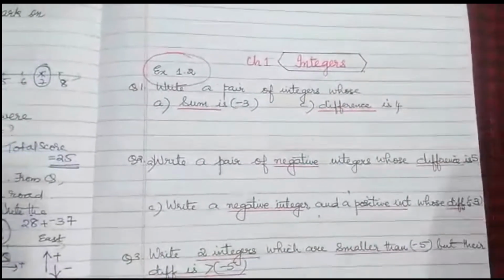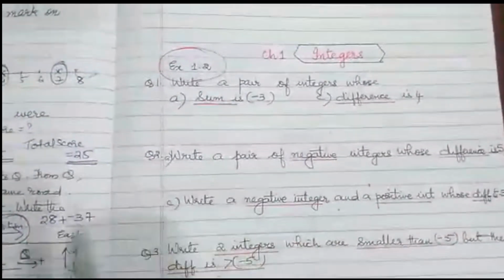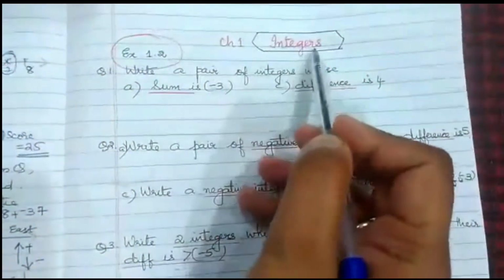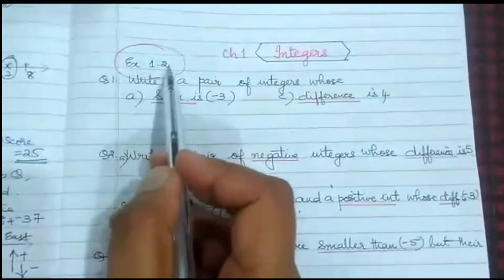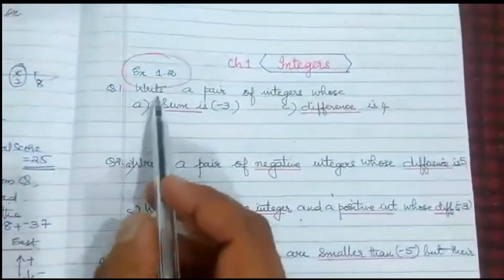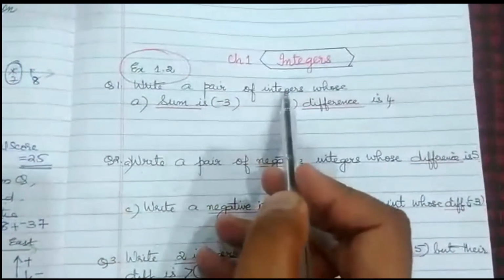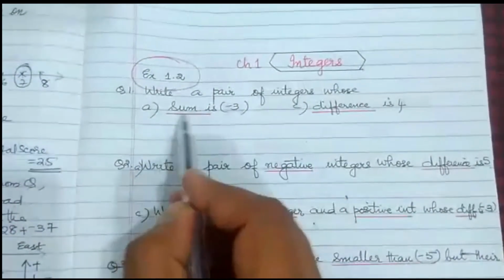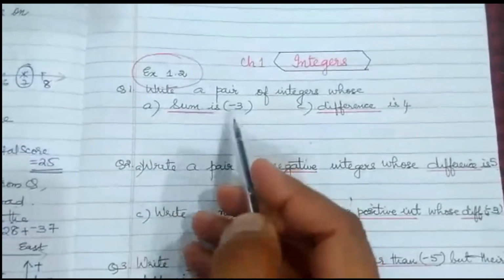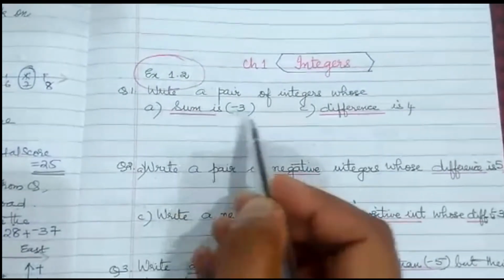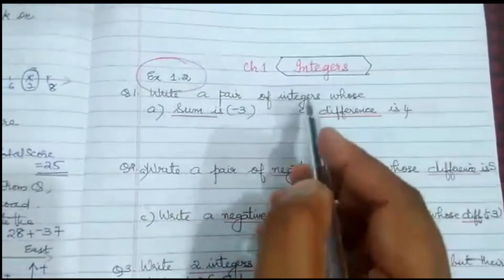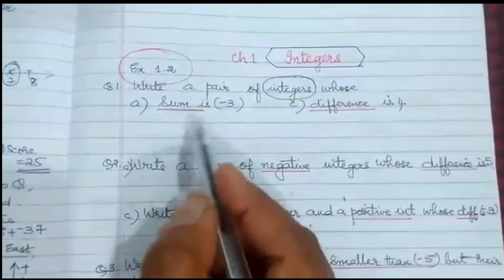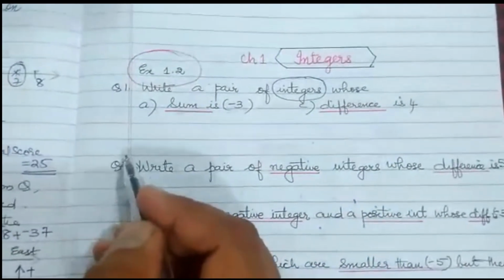So students, now exercise 1.1 is over. So we will go for chapter 1 integers, exercise 1.2. Now the first question: write a pair of integers whose sum is minus 3. Sum means addition. So if you add two integers, the sum should be minus 3. They have told a pair of integers, they haven't told whether it is a positive or negative integer.